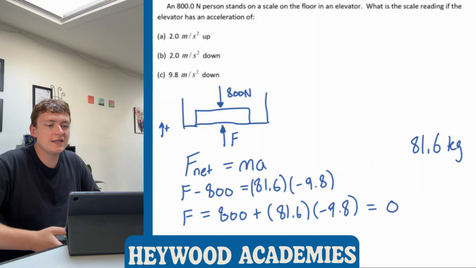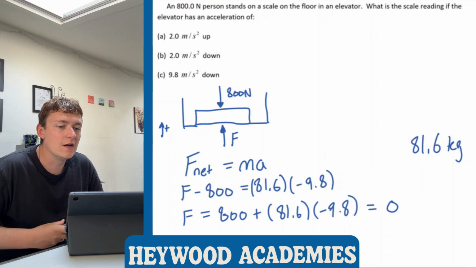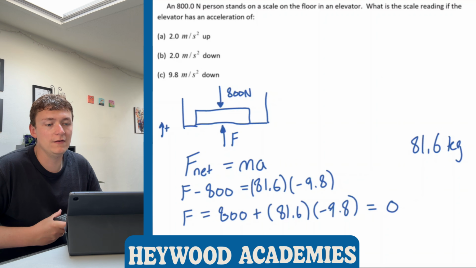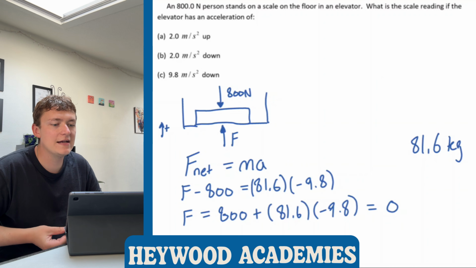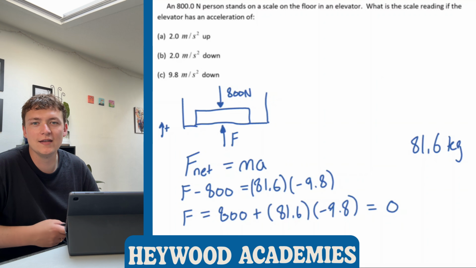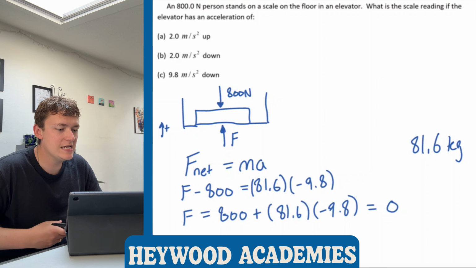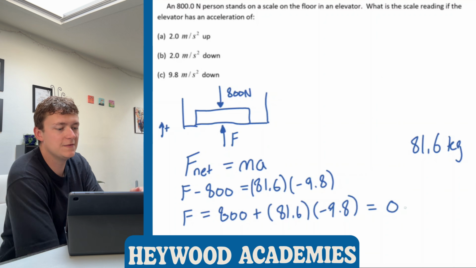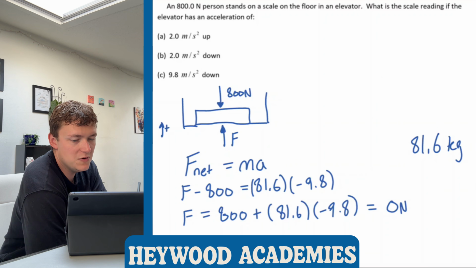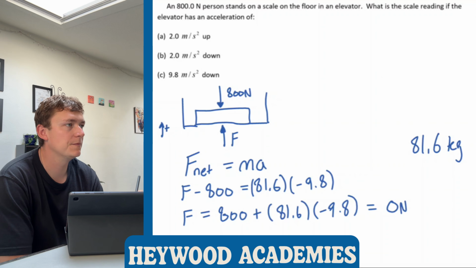So this would be the acceleration that the elevator would have to go in for the scale to not feel any force at all. So it's accelerating at exactly the right rate. It's 9.8, which is our number that we use for g. So the scale at this point is feeling nothing. And you would feel like you're sort of floating at this point.